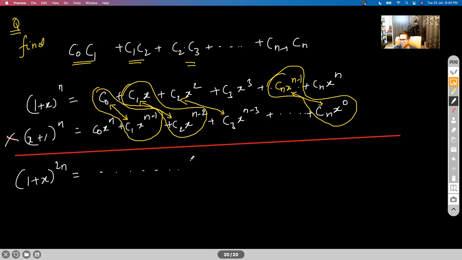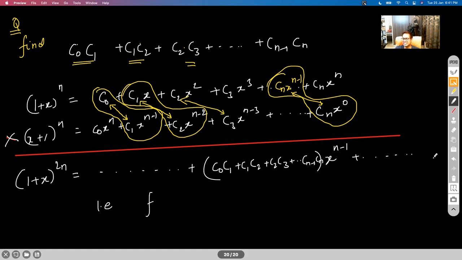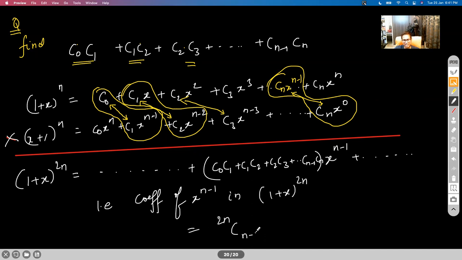In short, if you multiply these two series, you'll end up getting so many terms. But I'm interested in that term which comes along with x to the power n minus 1. And that term will be carrying your given series as its coefficient. So the problem boils down to finding the coefficient of x to the power n minus 1 in this expression, which is nothing but 2nCn minus 1, which you can also write as 2nCn plus 1. Both are fine because of your nCr equals nCn minus r property.